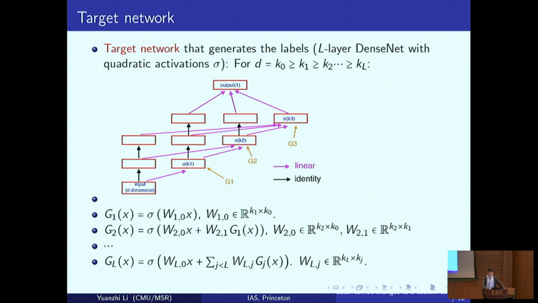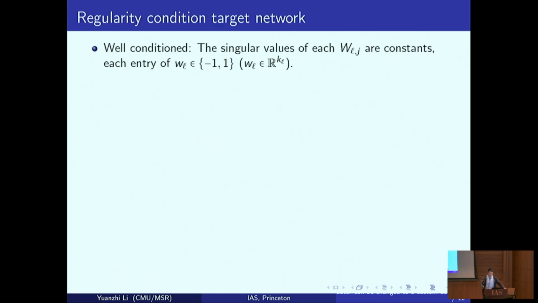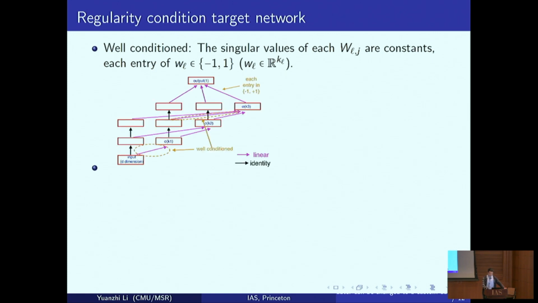We didn't do anything special. The only assumption here is that the neurons are getting fewer and fewer as the layers go higher. And then the final output is a linear combination of the outputs of every layer. We assume some regularity conditions on the network, the first one just says the singular values of each W_{l,j} are constant, and the W_l are -1 and 1. So there's no very weird shape in this network.